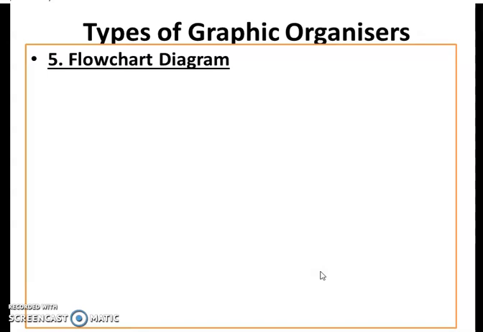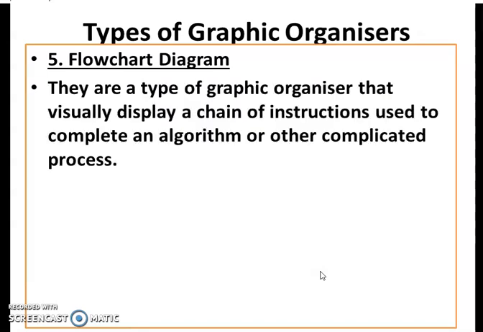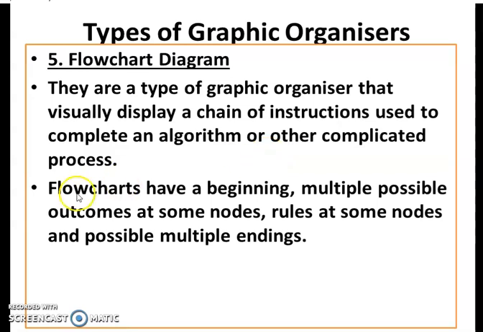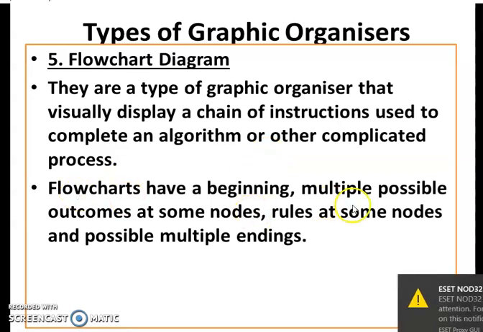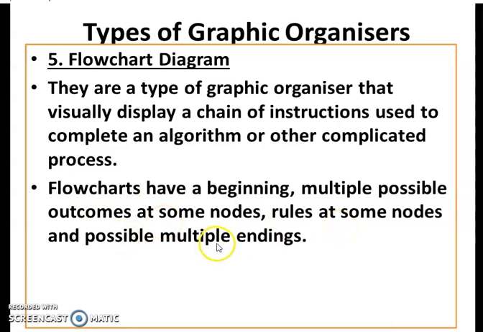Next is a flowchart diagram, which is another type of graphic organizer. They are a type of graphic organizer that visually display a chain of instructions. This is very important, which is used to complete an algorithm or other related concepts. For example, flowcharts have a beginning, multiple possible outcomes at some nodes, rules at some nodes, and possible multiple endings. There are certain rules associated with flowchart diagrams.